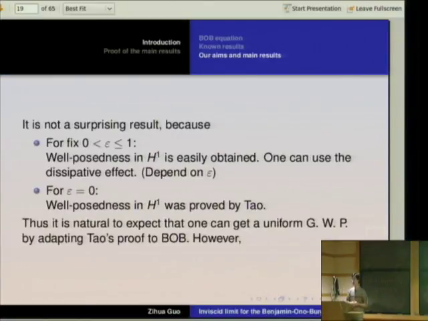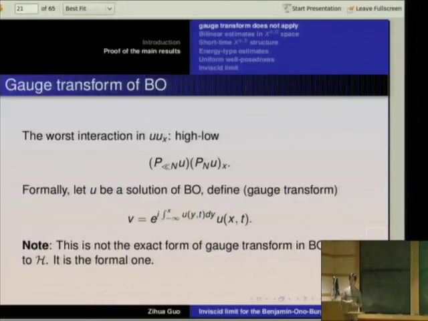Okay. So I would like to say that the result is not surprising, because for fixed epsilon we have a good understanding of the equation, and for epsilon equal to zero we have Tao's result. So it is very acceptable. You expect uniform, because in the extreme case you get global well-posedness. Yes. So the first try is to use Tao's proof for the Benjamin-Ono-Burgers equation, but I will explain that the gauge transform does not apply to this equation.